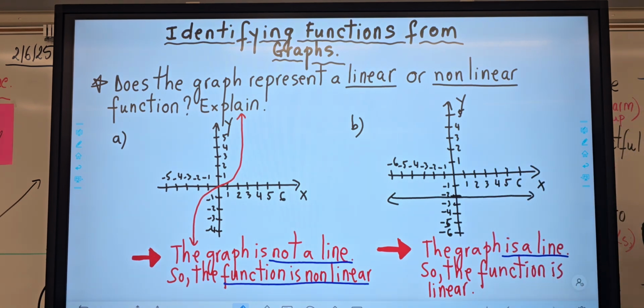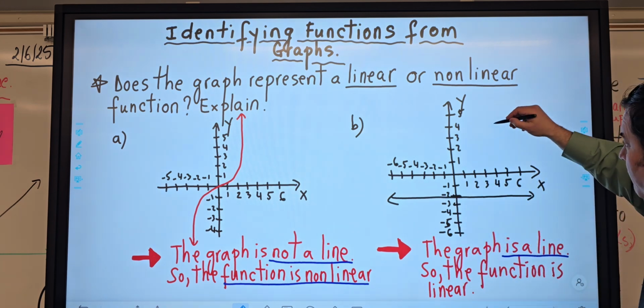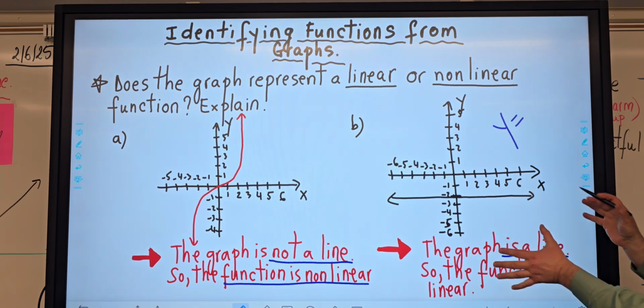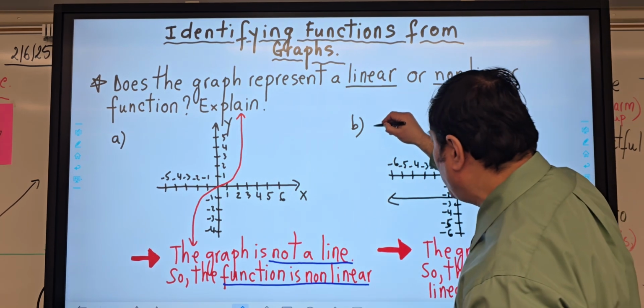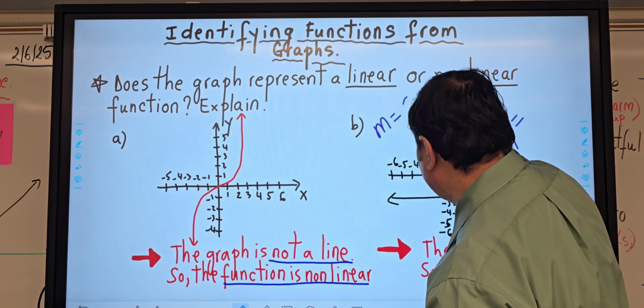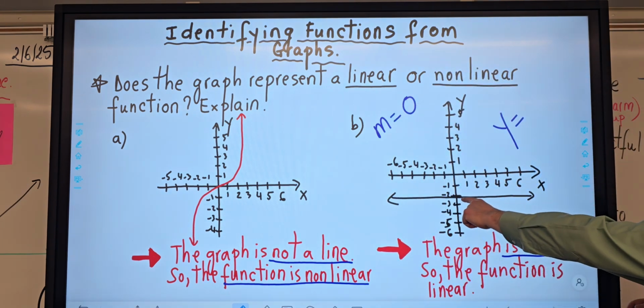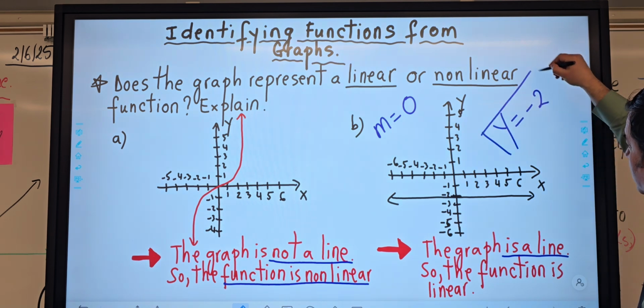So now we can even go further and we can write the equation for this. So we have y equals, remember, do we have a slope for this one? No, the slope is 0, right? So slope, or m, equals 0. So we just have the y equals, and it goes through -2. Y equals -2. This is our equation.